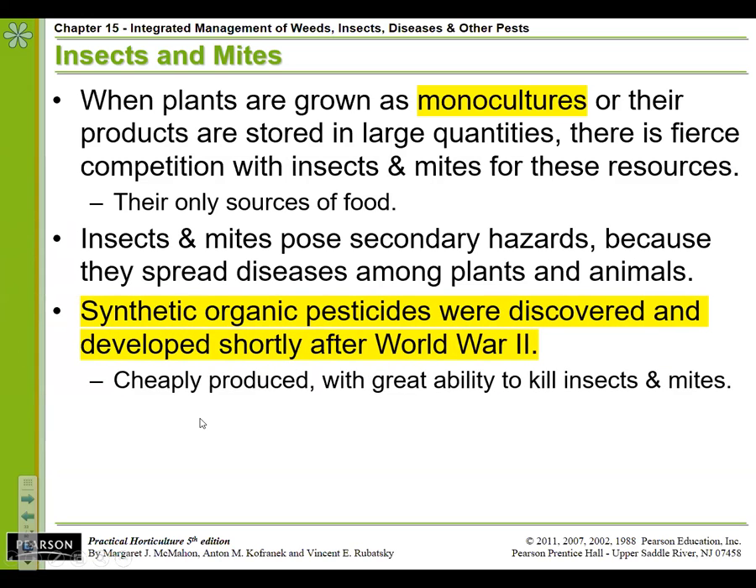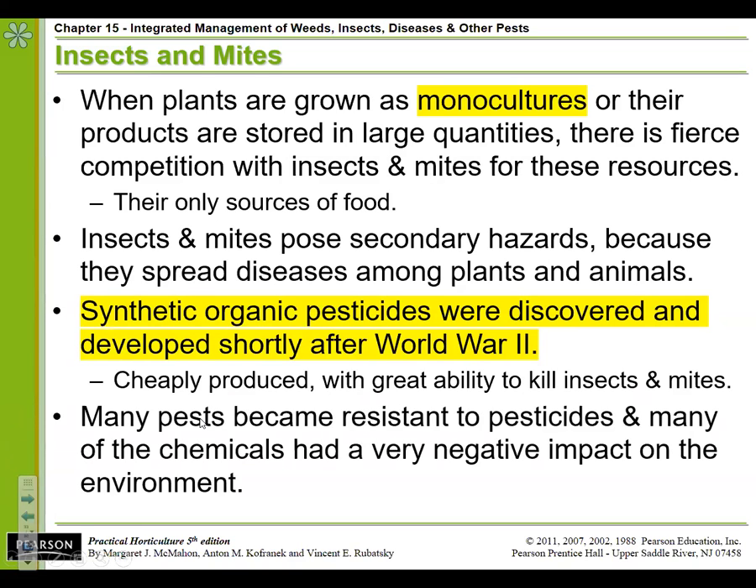So we look at the creation of synthetic organic pesticides. Again, part of the green revolution post World War II. Some of the chemicals we were studying for chemical warfare then became used to kill insects and mites. One downside of the use of chemicals is that, especially if the chemicals are persistent in the environment, the pests can become resistant to the pesticides. And we have that in weeds as well with the herbicides.